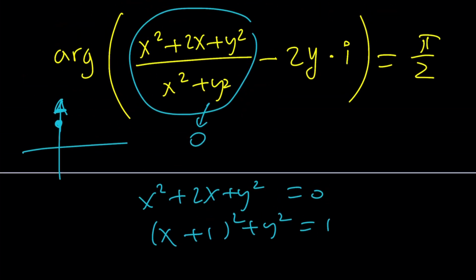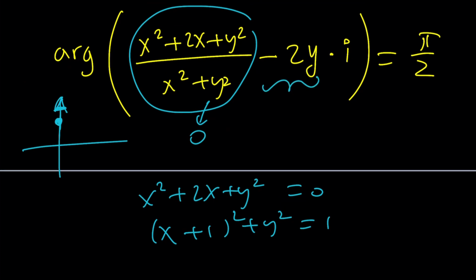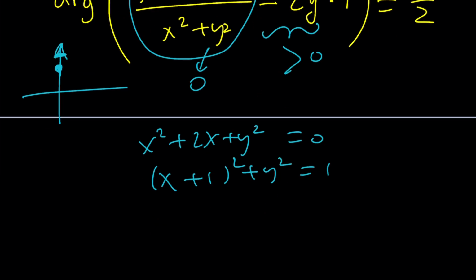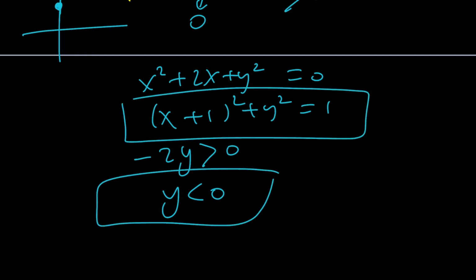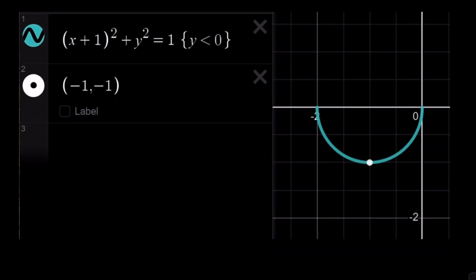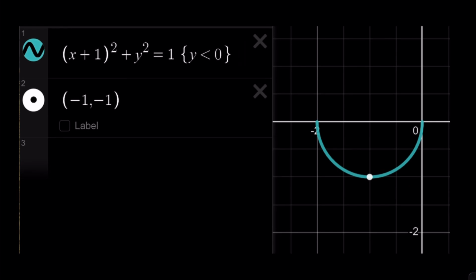But we have an additional condition which doesn't show up with the first method, and the imaginary part needs to be positive. Yes, that's the correct statement. This is supposed to be greater than 0. So negative 2y must be positive. What is that supposed to mean? It means y must be negative. So you have the circle, but y must be negative, which means that you're only going to be looking at the half of the circle, which is the bottom half.